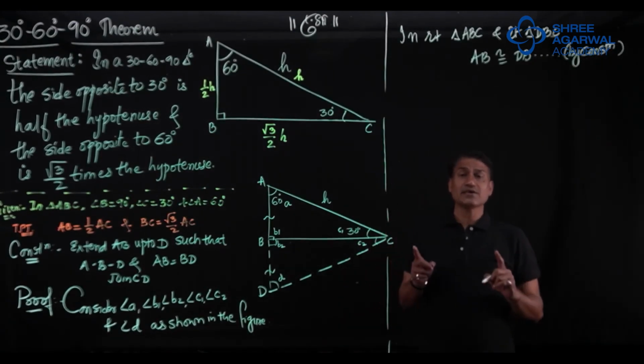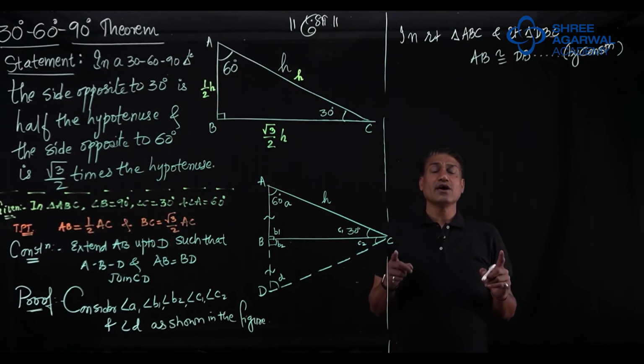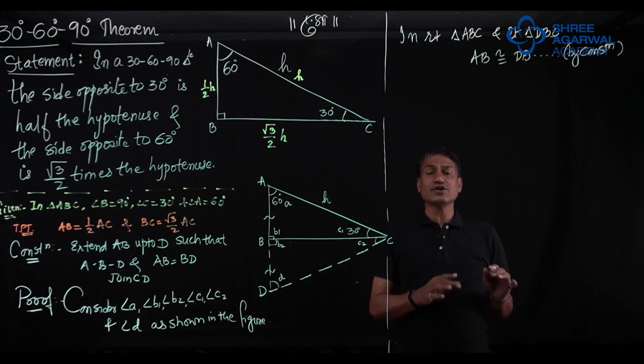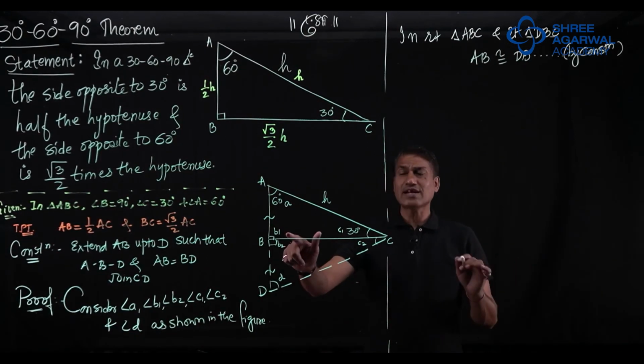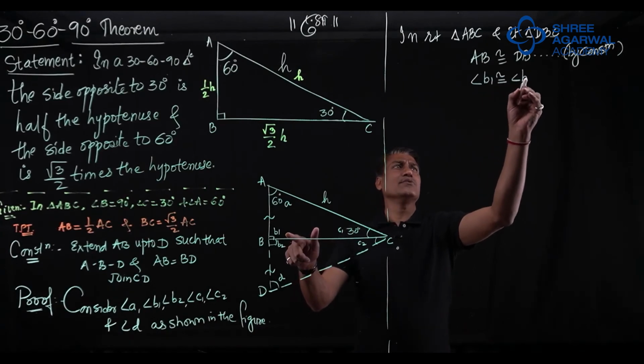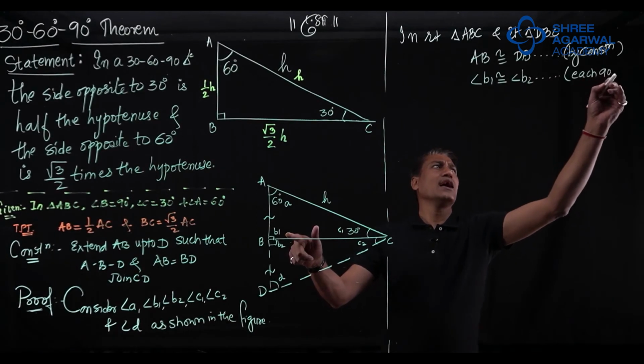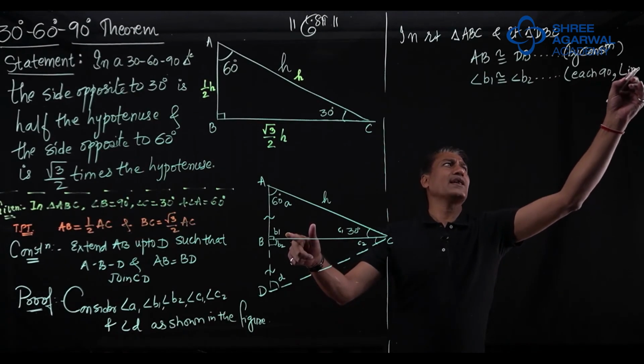In geometry, when we are writing proofs, reasons are very important. Unless you write the reason or the justification, you will not get marks. I will write angle B1 congruent to angle B2, each 90 degrees. And you should write linear pair angles.